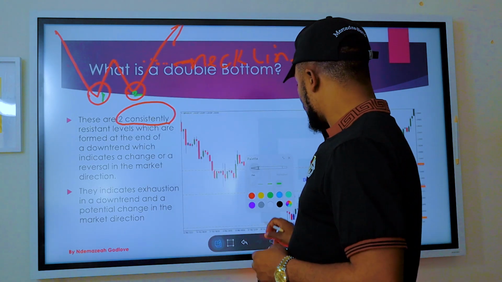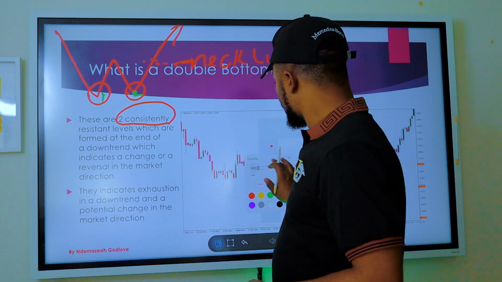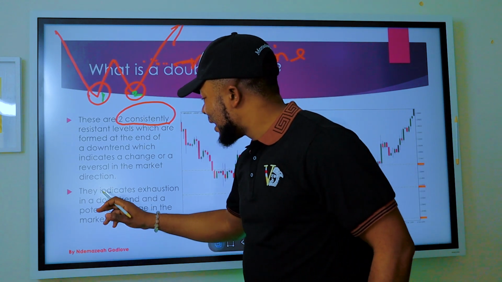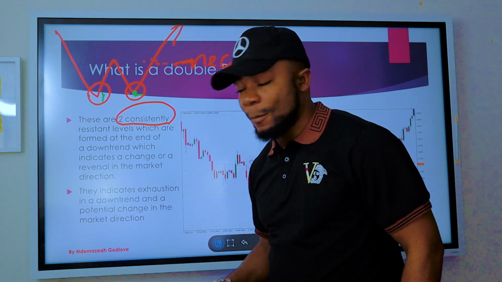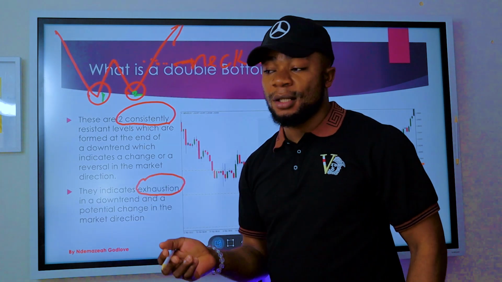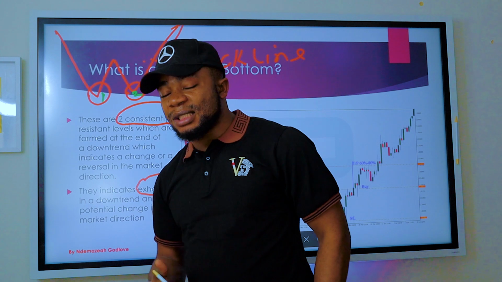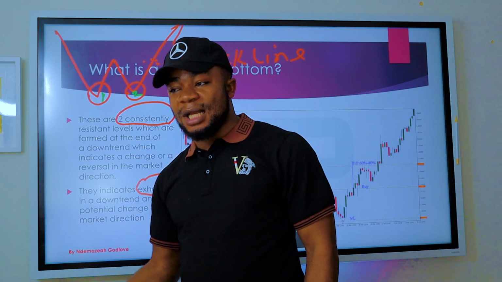All right. Now let's go to the other one. Let me put back on red. Good. So that is why they say they indicate exhaustion. That means the market is already exhausted. If it's going down, the selling pressure is already weakened, the sellers are already tired, or the supply is already getting finished. They can't supply again.